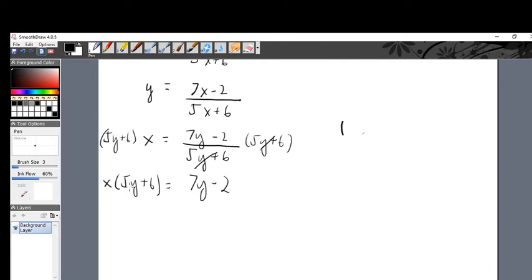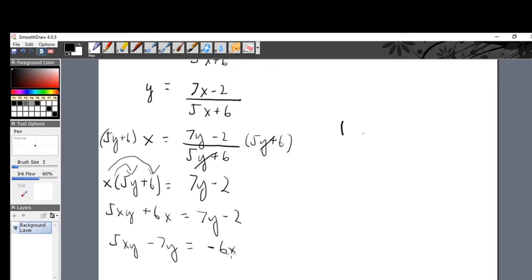Multiply this across. So x times 5y, and x times 6, so it's plus 6x, equals 7y minus 2. Now, let's get the y's on one side and all the other terms on the other side. I do minus 7y on both sides, so I get 5xy minus 7y. And if I do minus 6x on both sides, the 6x goes away and minus 6x shows up on the right-hand side.